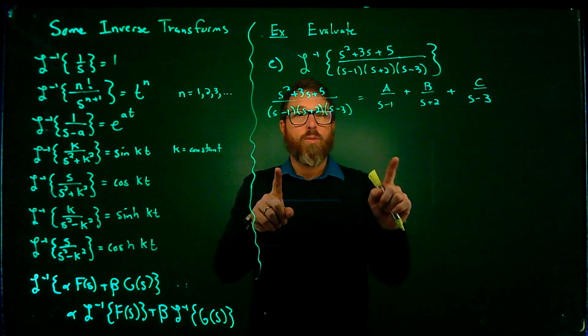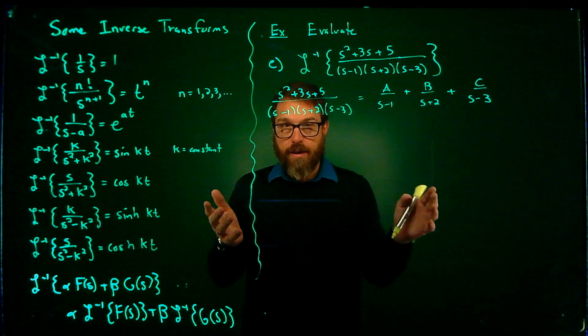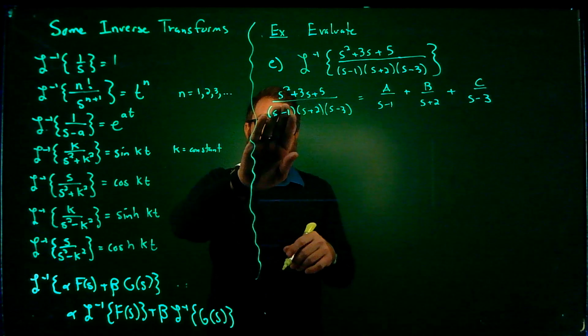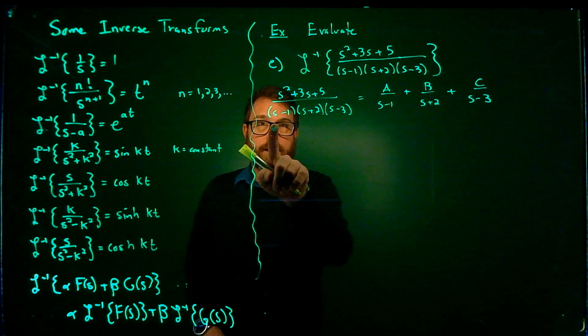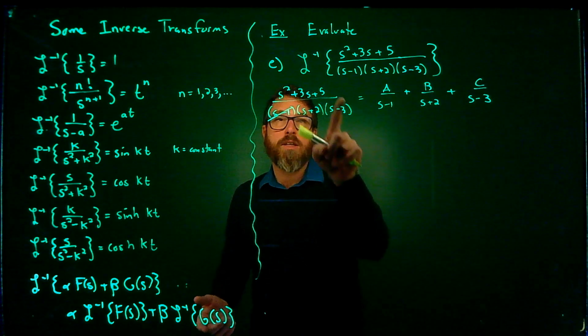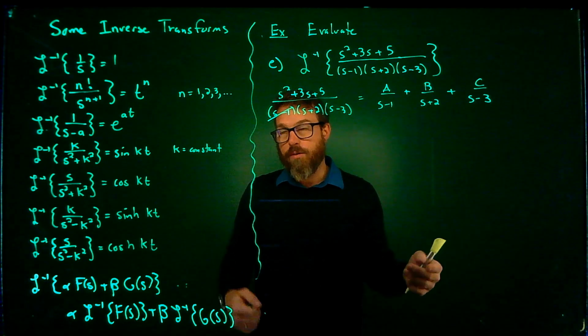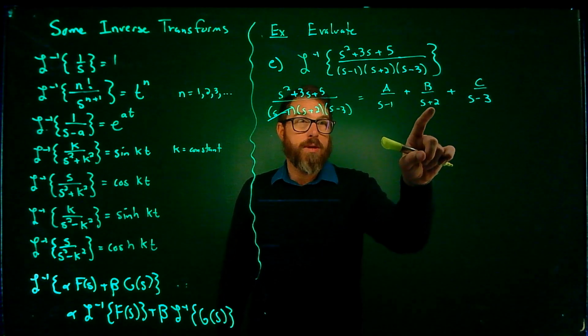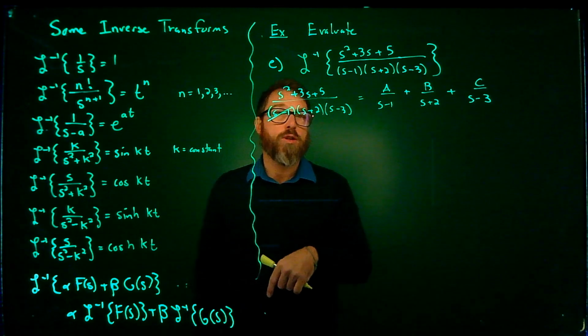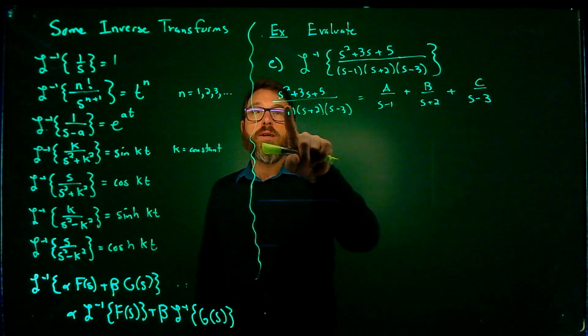But the one quick way is to use what's considered the Heaviside method, or the cover-up method. If I want to find a, you can cover up this s minus 1, and then plug in s equals 1 into the rest of this expression, and it'll give you the value of a. Now the same thing with b: plug in negative 2 here, cover up that factor, and then plug negative 2 into everything else. And then the same thing with c.